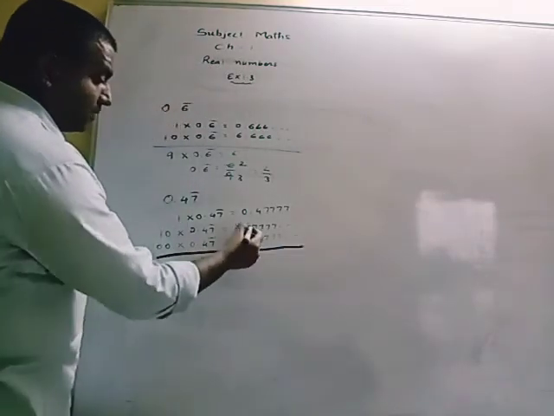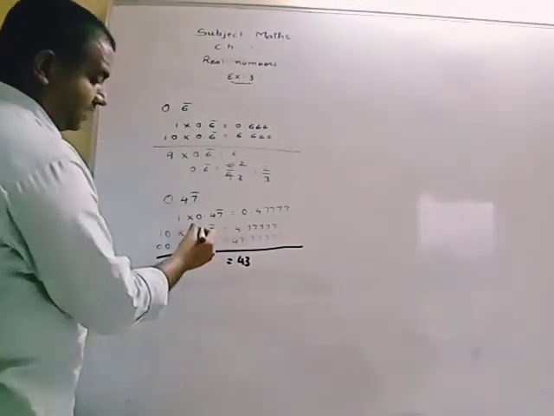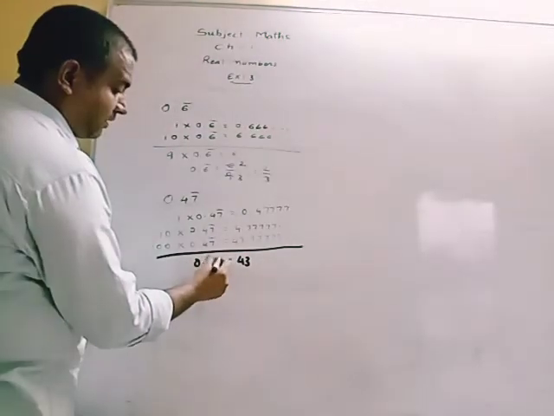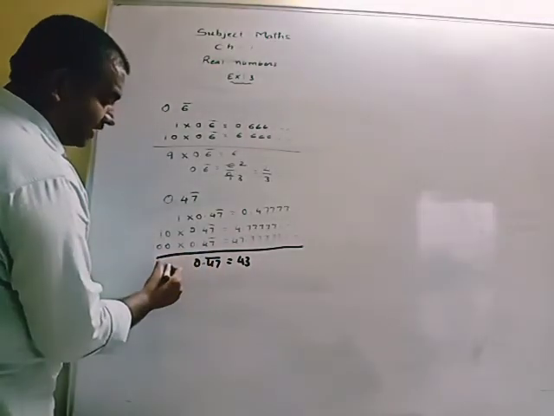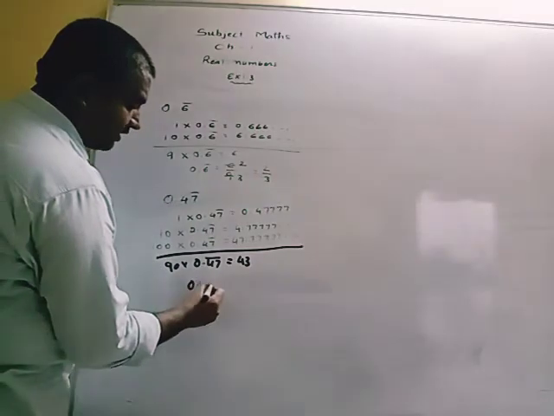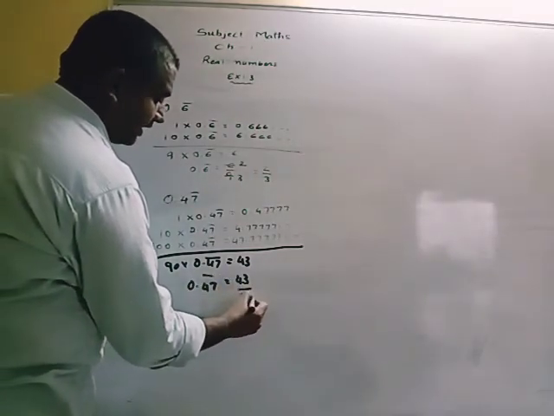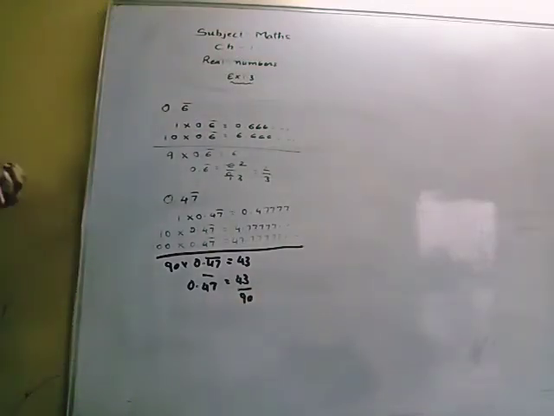We subtract them, then 47 minus 4 is 43, and here 0.47 bar, and here we can write 100 minus 10, 90. So 0.47 bar is equal to 43 by 90. And the next one is there.